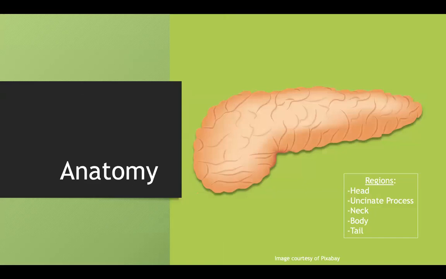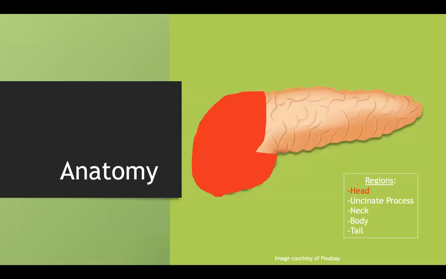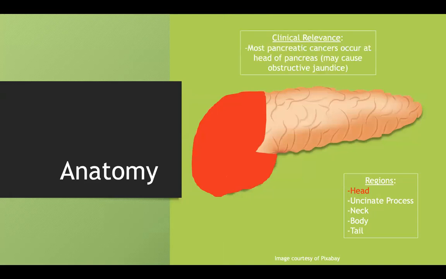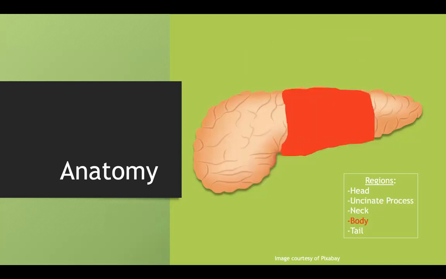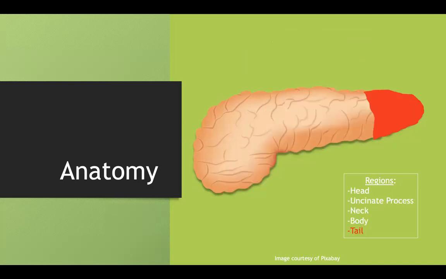So starting with anatomy of the pancreas, I'll go over some of the regions. This highlighted in red is the head of the pancreas. The only thing you have to know about the head of the pancreas is that a lot of pancreatic cancers arise in this region, and this can block the pancreatic duct and cause obstructive jaundice as well as the bile duct. The uncinate process is located here, so it's part of the head of the pancreas. You also have the neck, the body, and the tail of the pancreas.